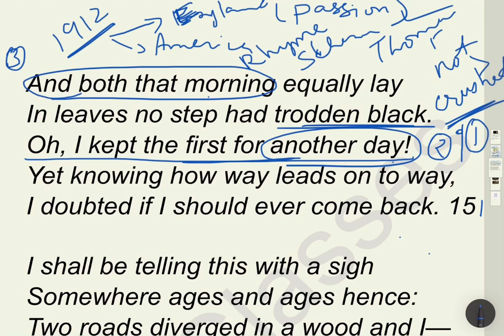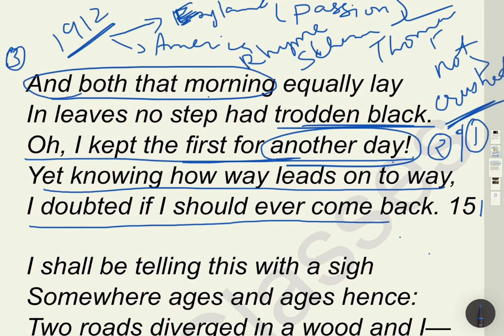So the same thing the poet is saying: I kept the first road for some other day. He says that maybe I will go to that road on some other day. Yet knowing how way leads to way, I doubted if I should ever come back. And he knows one thing very well.